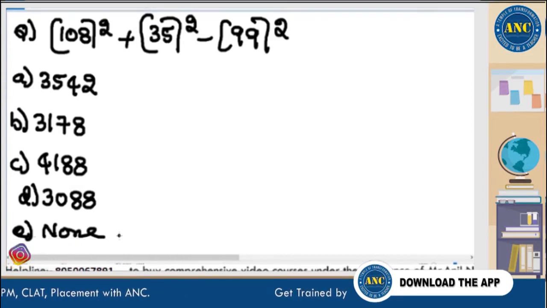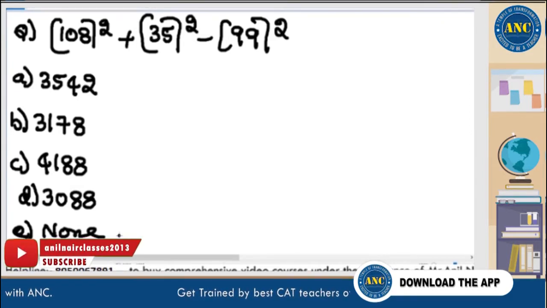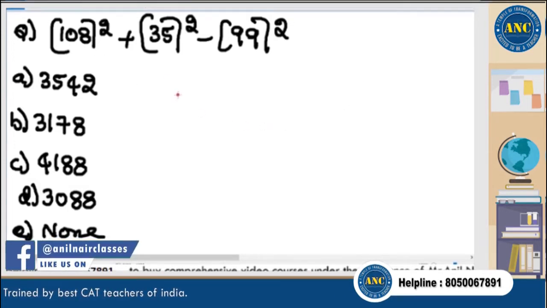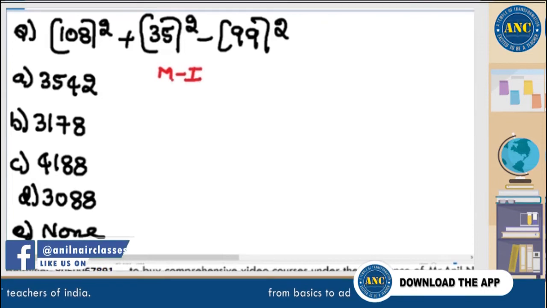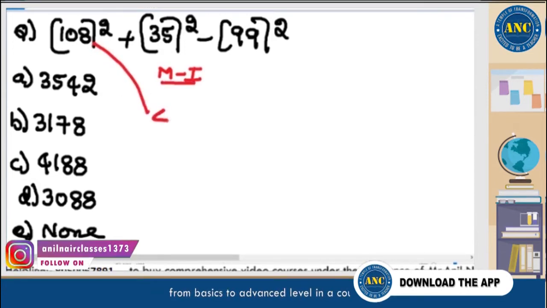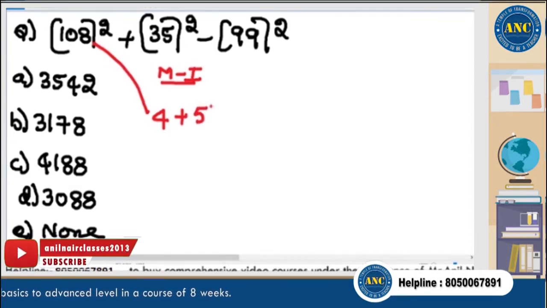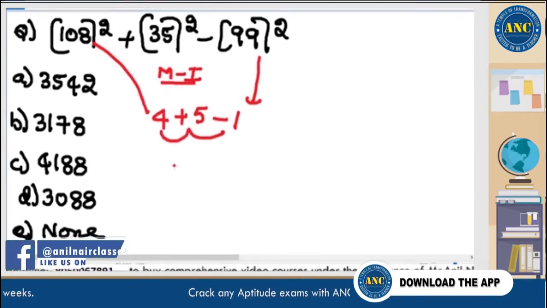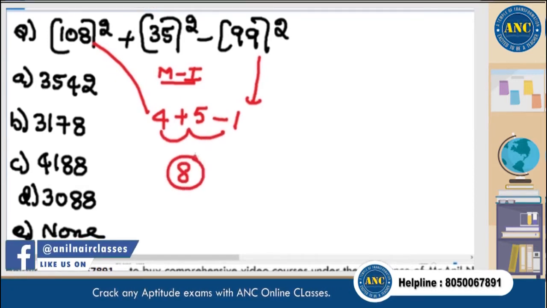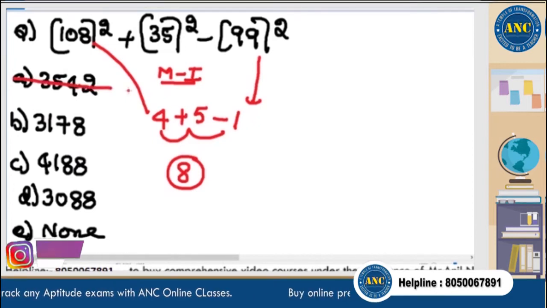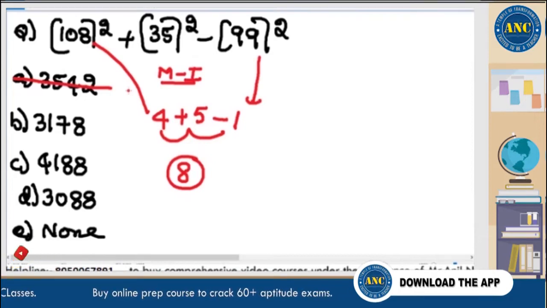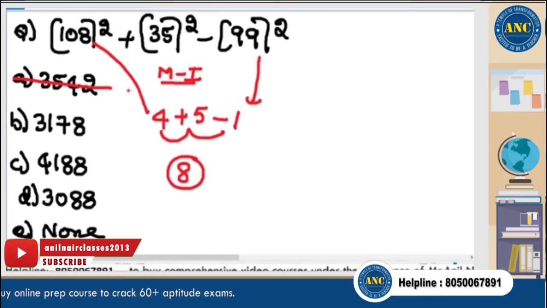108 square plus 35 square minus 99 square. Listen carefully. Method 1: 8 square is 64, so the unit digit is 4. 5 square is 25, so it is 5. 9 square is 81, so it is 1. 5 plus 4 is 9, 9 minus 1 is 8. The unit digit should be 8. Here, the complexity of the questions is changing. Right? Of 3, 5, 4, 2, only one option is eliminated.